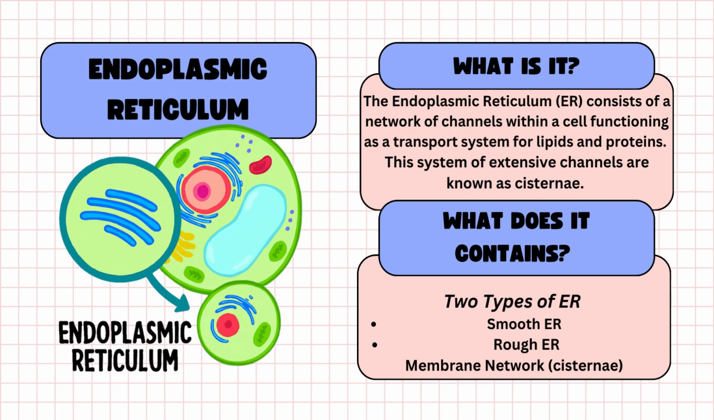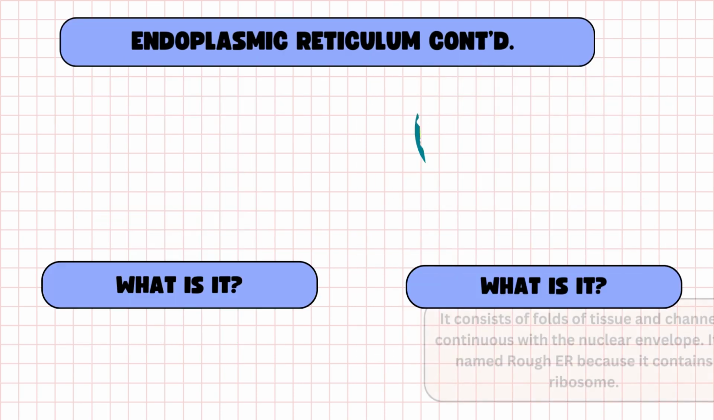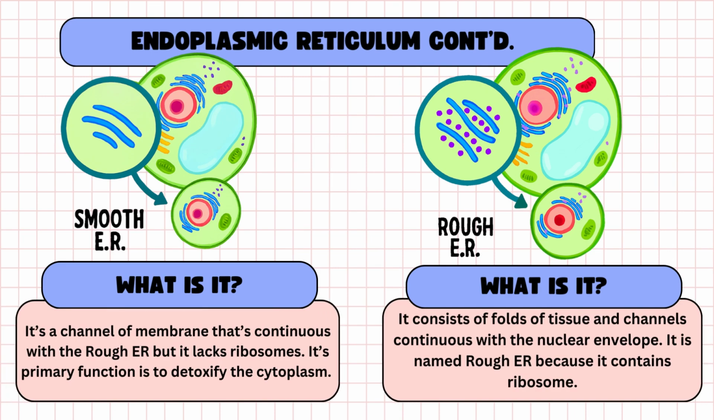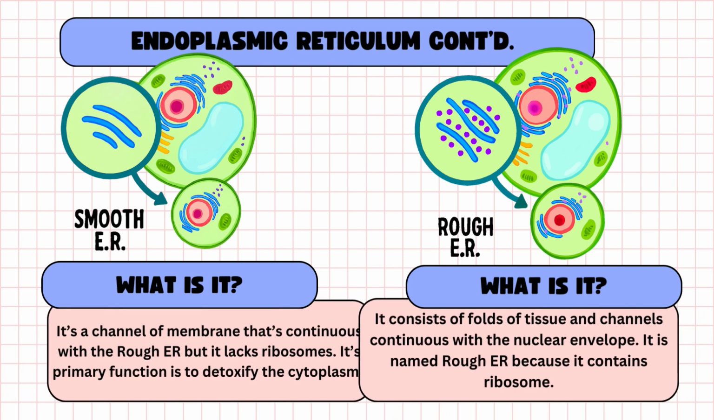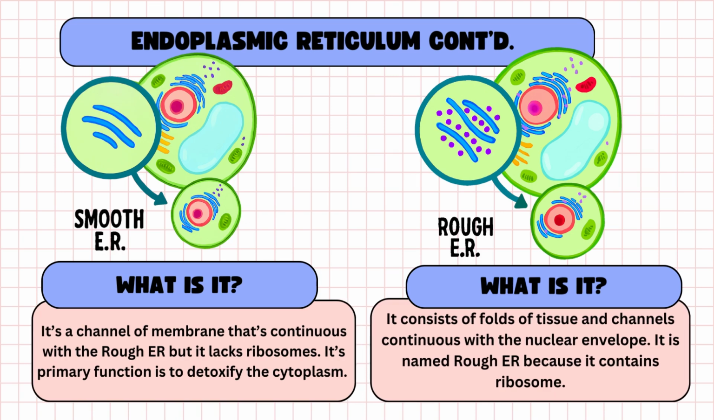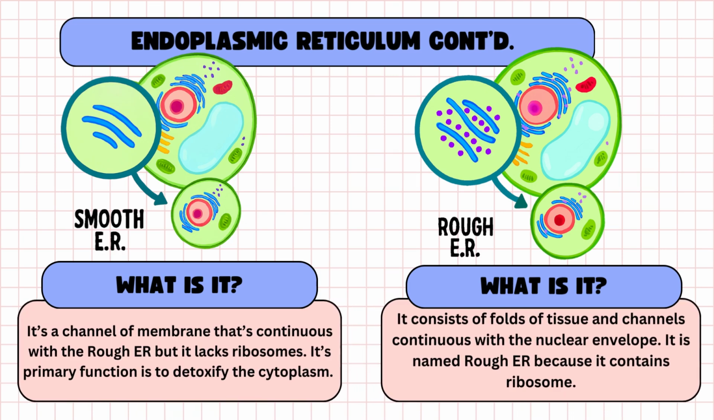Next, we have the endoplasmic reticulum, also known as ER. It consists of a network of channels within a cell, functioning as a transport system for lipids and proteins. The system of extensive channels is known as the cisternae. There are two types of ER, smooth ER and rough ER. Smooth ER is a channel within the membrane that lacks ribosomes. Its primary function is to detoxify the cytoplasm.